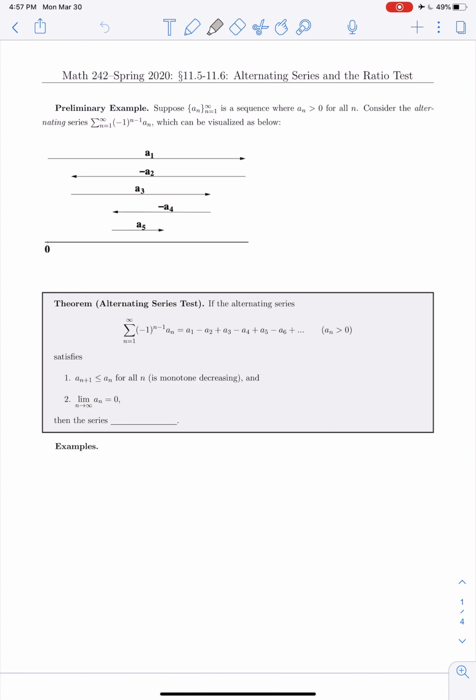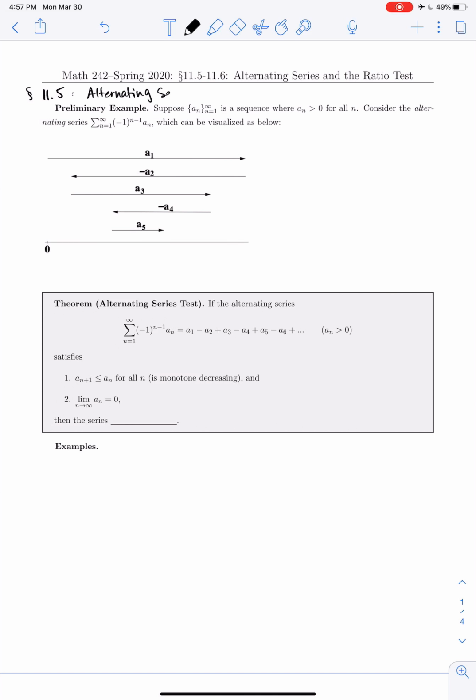Hey everybody, this is the video for two sections. 11.5 is on the alternating series in general, including a test for convergence of an alternating series and an error estimate for the alternating series. And then there's also the ratio test. 11.6 includes the root test and the ratio test, and we have chosen to exclude the root test from this semester's curriculum.